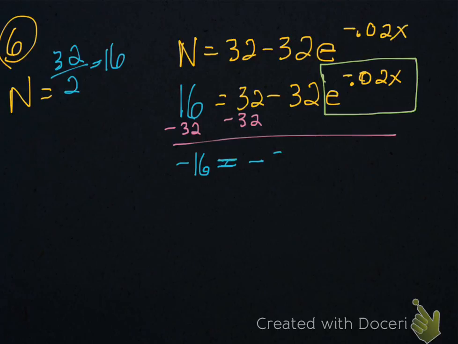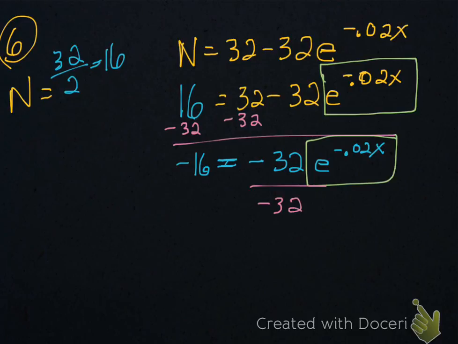Equals negative 32 e to the negative 0.02x. Okay, so we're still trying to get e by itself, so I've got to get rid of the negative 32 at the front. It's multiplying, opposite of multiply is divide, so I divide by negative 32. So negative 16 divided by negative 32 is a positive 0.5. And that equals e to the negative 0.02x. Now my e is by itself.